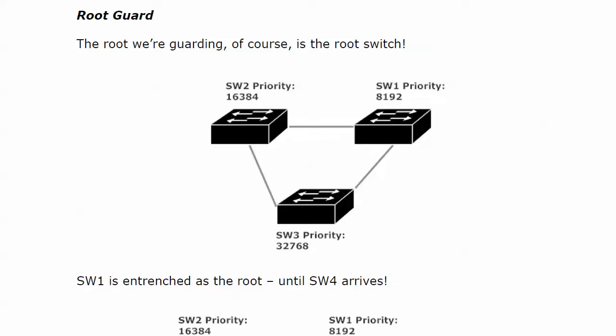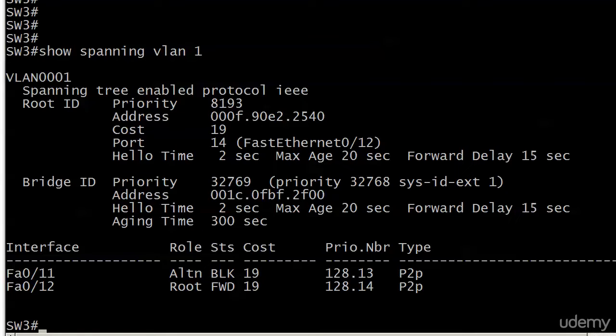Time to see root guard in action, and of course the root we're guarding is the root switch. Right now we're working strictly with VLAN 1. We have 3 switches in our network, with switch 1 at a priority of 8192, switch 2 at 16384, and switch 3 at the default, which is 32768. We'll go ahead and do a quick show command.